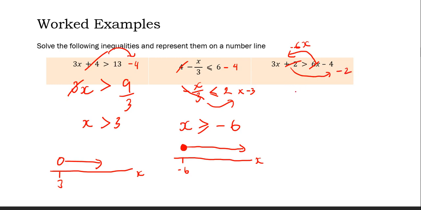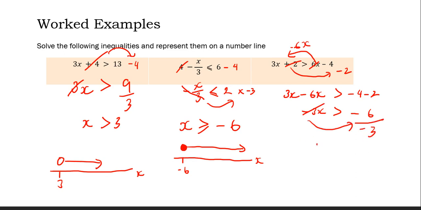So let's rewrite this. You get 3x minus 6x is greater than negative 4 take away 2. So 3x minus 6x, let's evaluate that. You get negative 3x greater than negative 4 minus 2, which equals negative 6. Isolate that x. This is a multiplied by negative 3. So if I bring it to the other side, it becomes divided by negative 3.